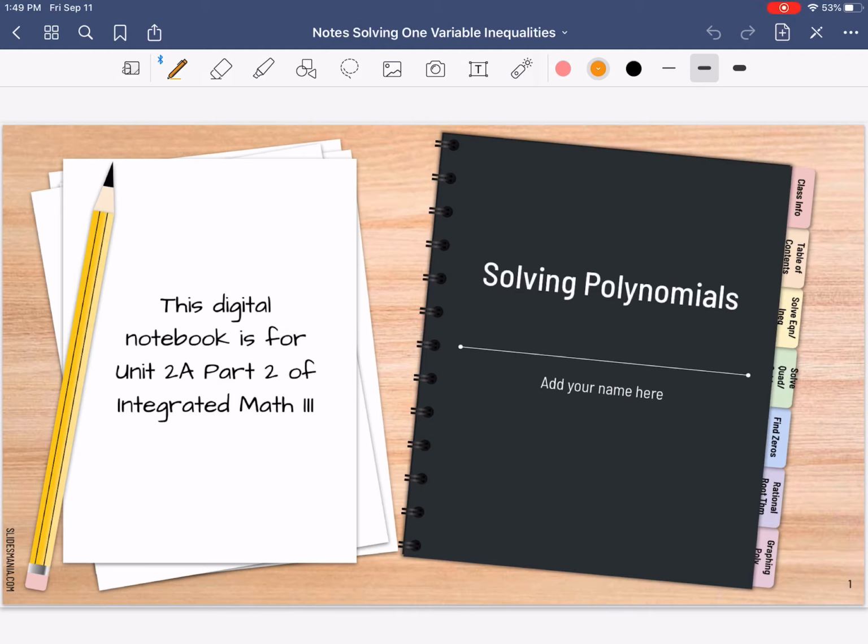Hi, here are notes for Monday about solving one variable inequalities.